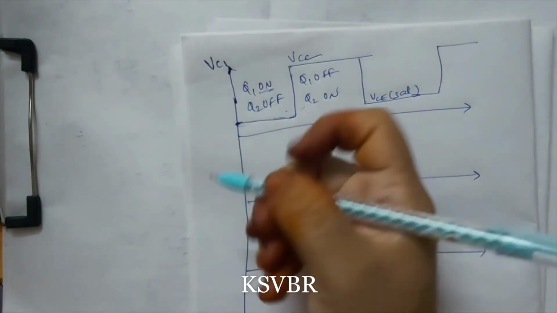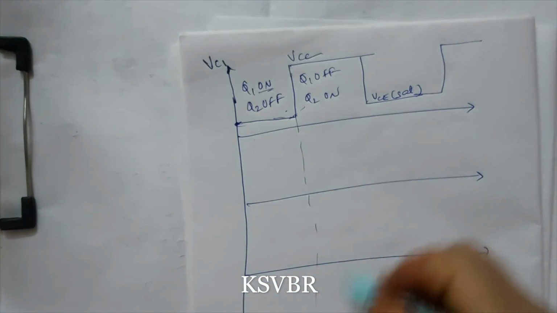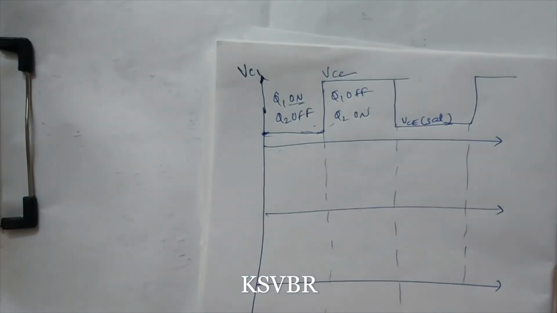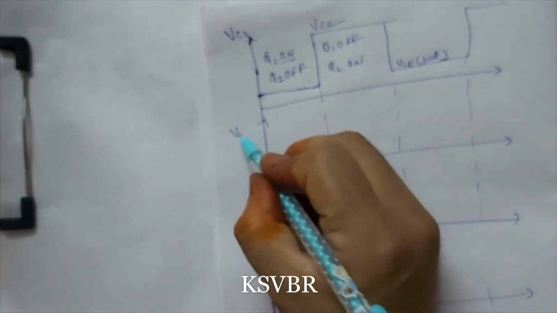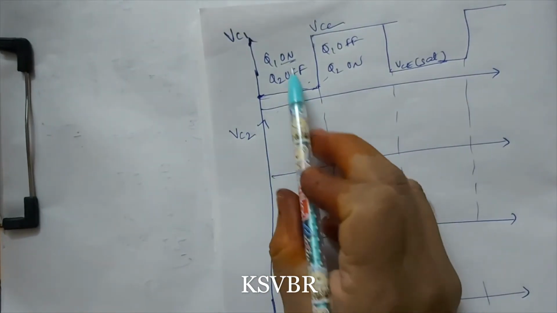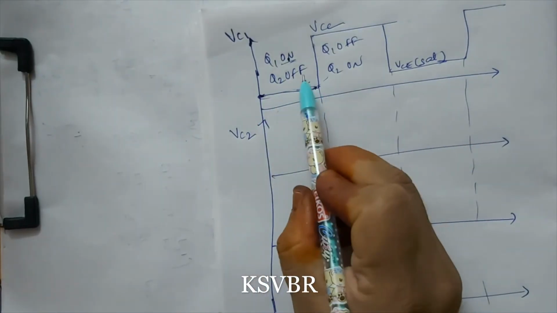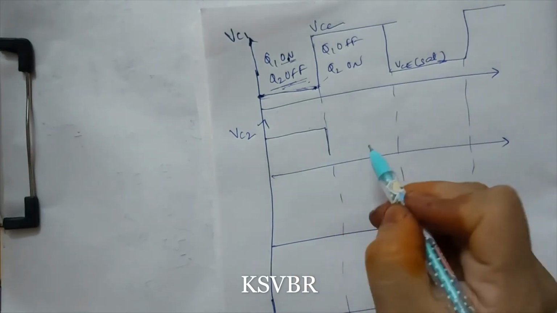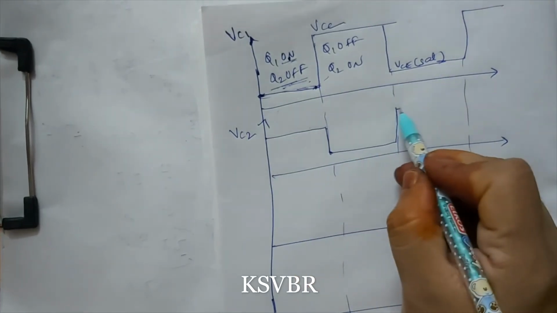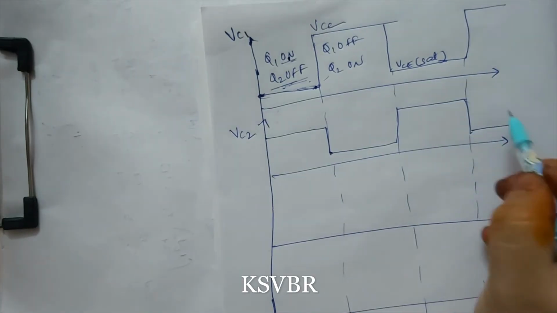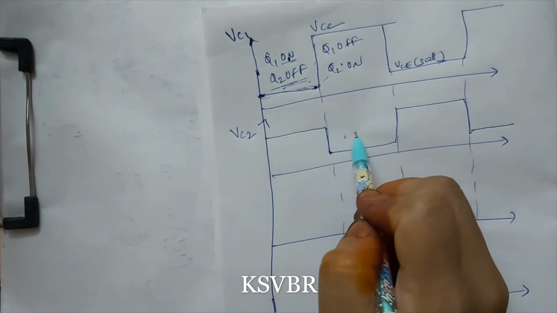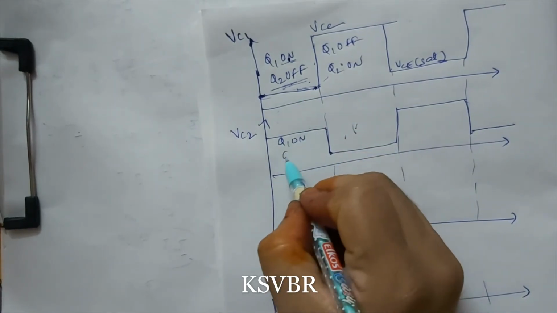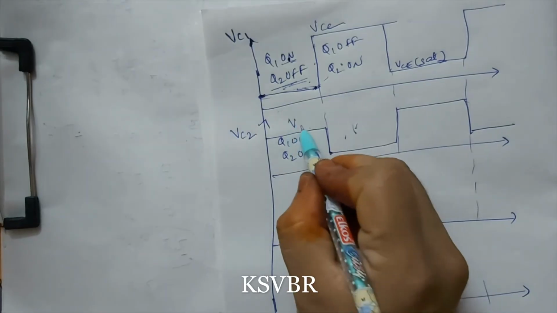What about VC2 now? If Q1 is on, VC1 is low. At the same time Q2 is off, so VC2 will be high. Like this, the reversed square wave will come here. The same conditions, Q1 on and Q2 off, the voltage level will be VCC.